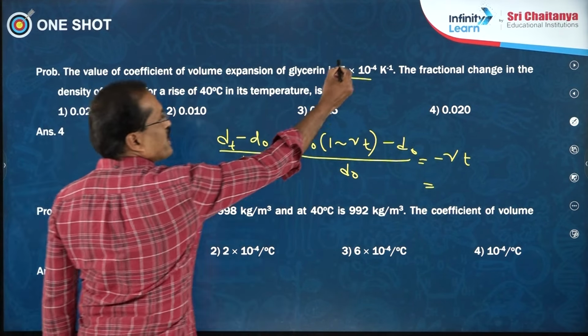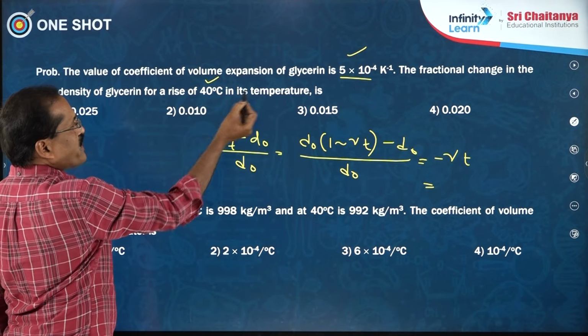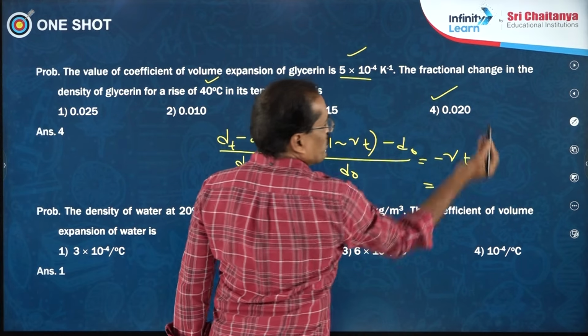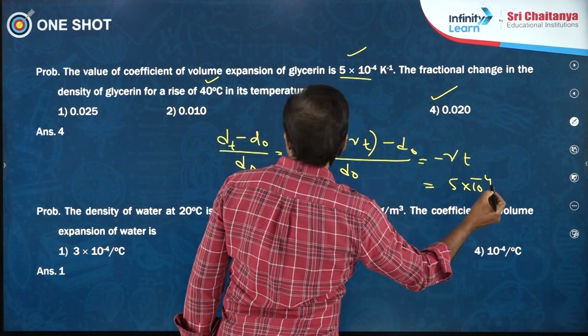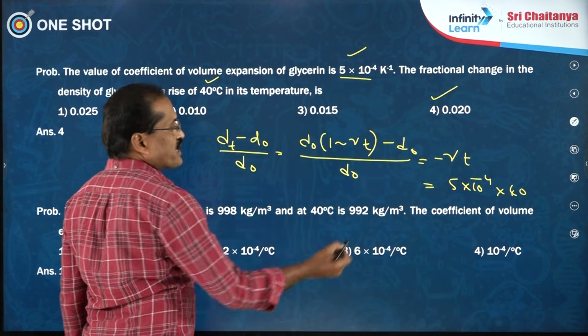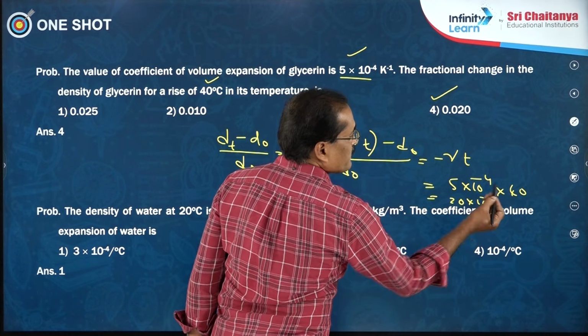You substitute the gamma value, and T is equal to 40 degrees Celsius, so 5 into 10 power minus 4 into 40, which is equal to 5 into 10 power minus 4 into 40. Here you are going to get the answer, the fourth option, which is equal to 20 into 10 power minus 3.